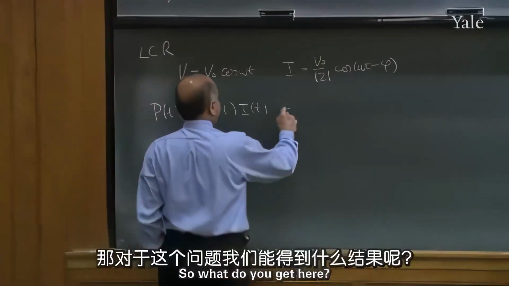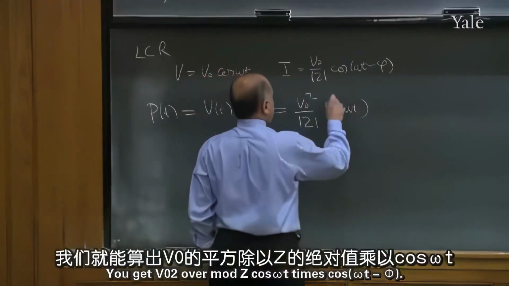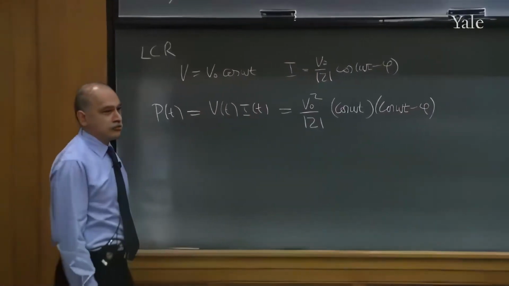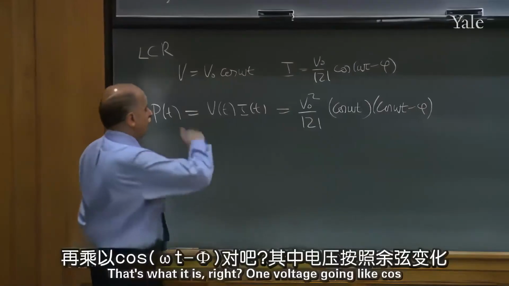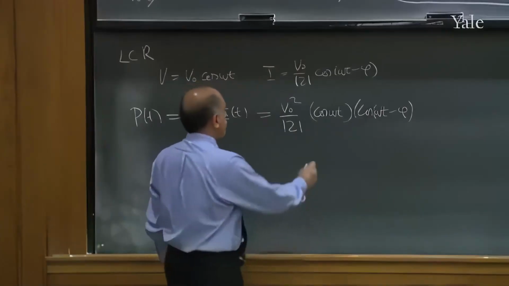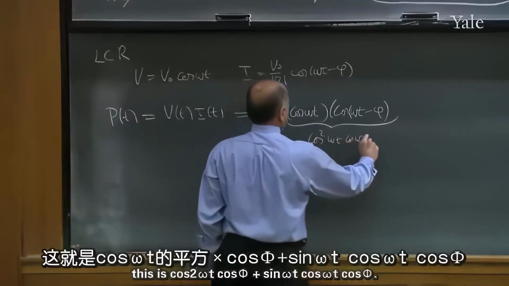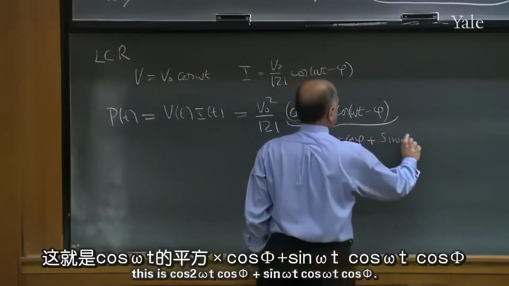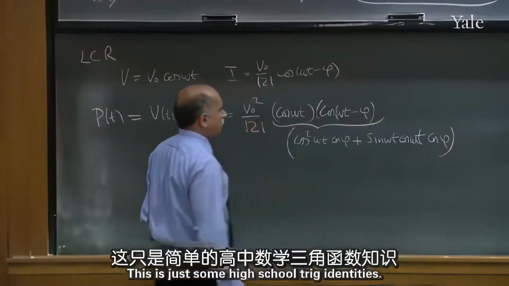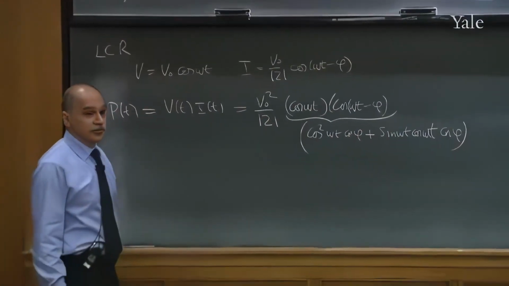So what do you get here? You get V0 squared over mod Z cos omega t times cos of omega t minus phi. That's what it is, right? One voltage going like cos, and the current is going like cos of omega t minus phi. So I want to write this out for you as follows. This is cos squared omega t cos phi plus sine omega t cos omega t sine phi. This is just some high school trig identities. Cos of a minus b is cos a cos b plus sine a sine b.